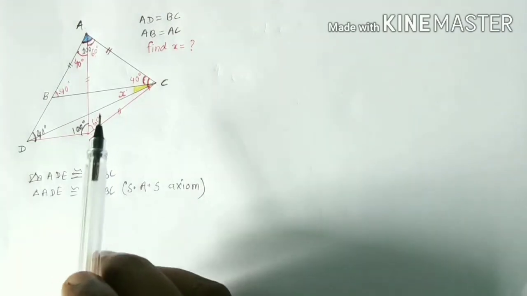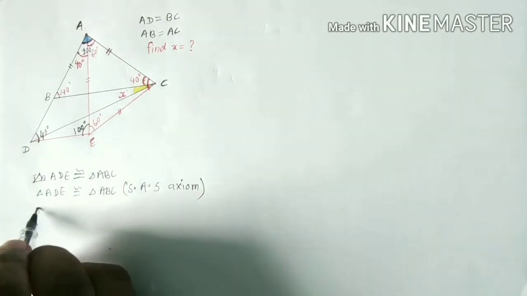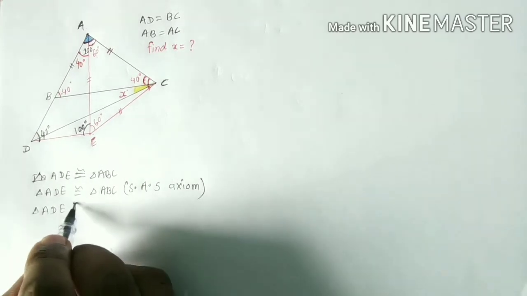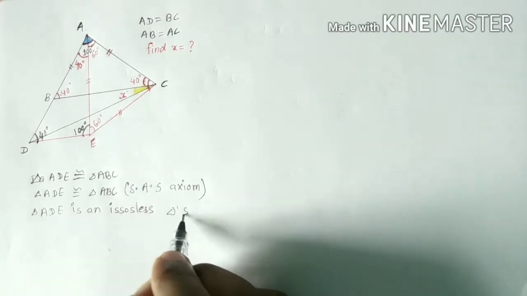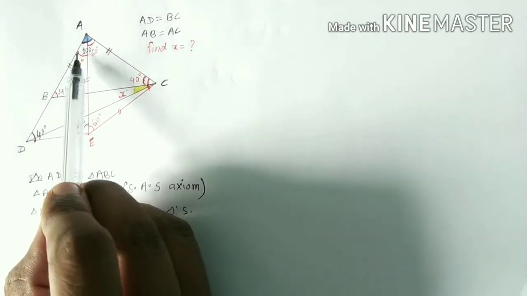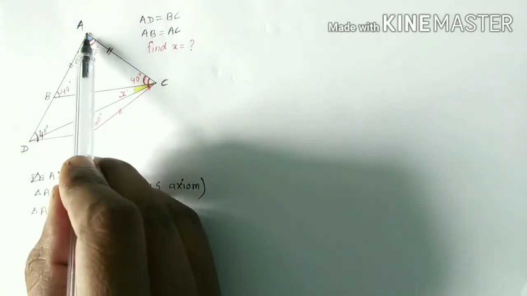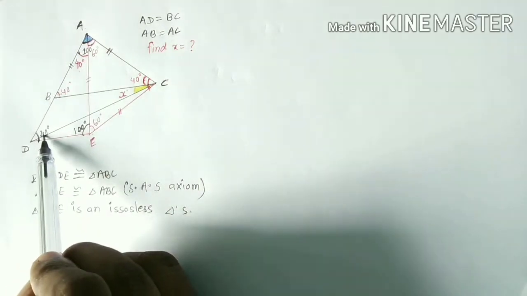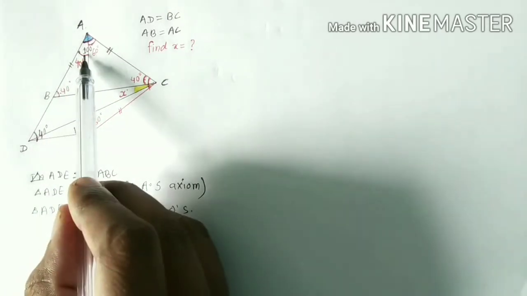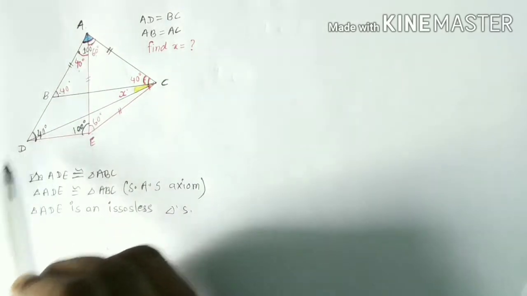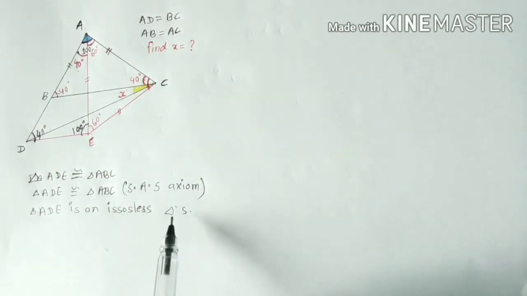So now, as you can see, triangle ADE becomes an isosceles triangle, because its base angles become equal. As you can see, this angle is 40 degrees and this whole angle is 40 degrees. So in this triangle, these two angles are 40 degrees. It means the base angles of this triangle are equal, so this triangle is isosceles.